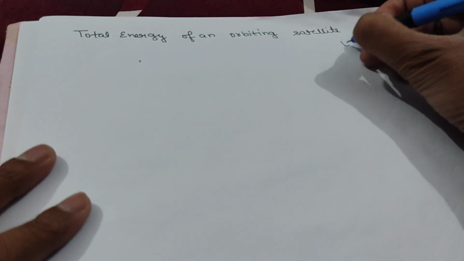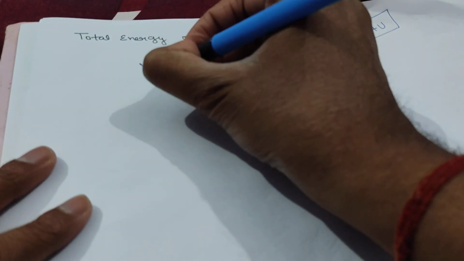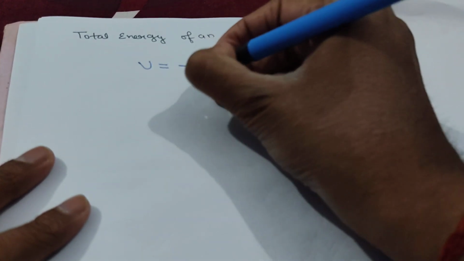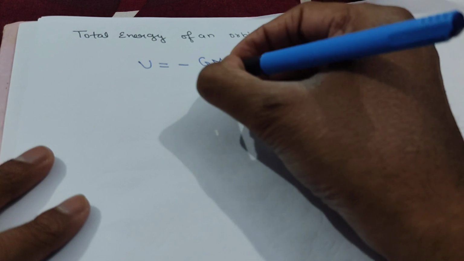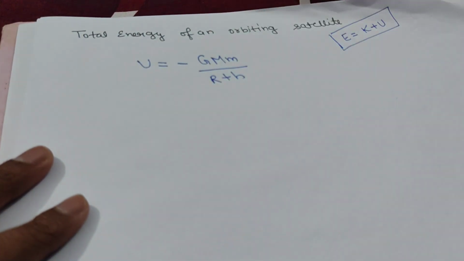So first of all, the total energy is the kinetic energy plus the potential energy. Here the potential energy is minus GMm by r, the distance, but here we'll take r plus h, because the orbiting satellite is at a distance r plus h.